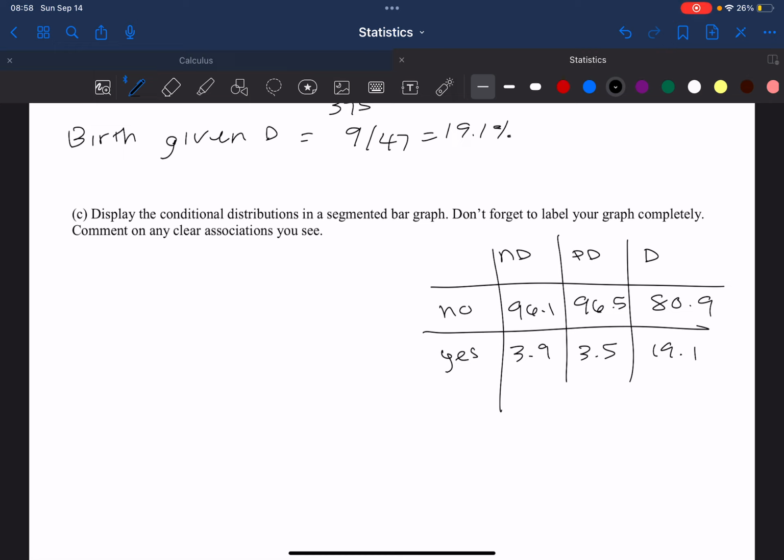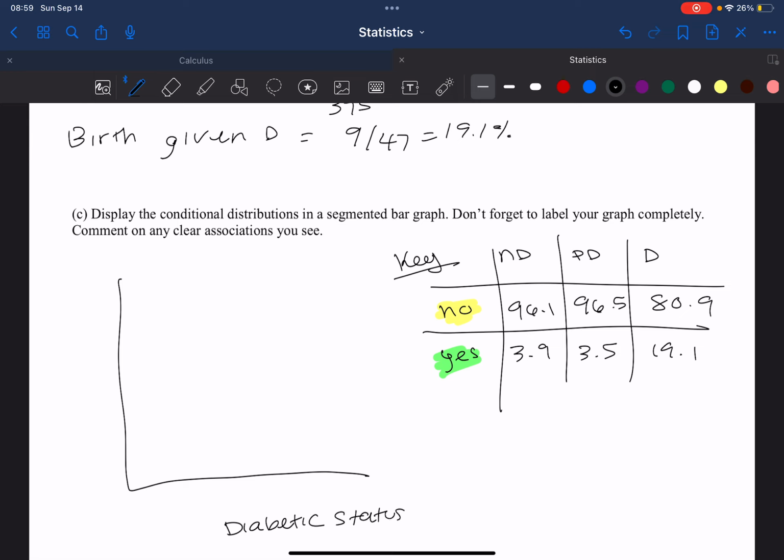So now that I have that, I can create my key, and I'm going to say no is yellow and yes is green. So I have my diabetic statuses, non-diabetic, pre-diabetic, and diabetic. And then I have my relative frequencies, which I'm going to start at 20 and go all the way to 100%.